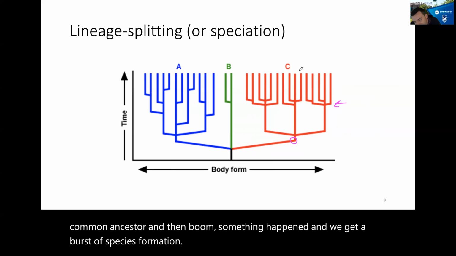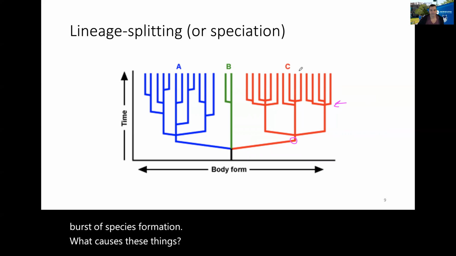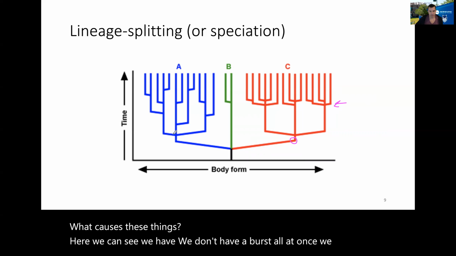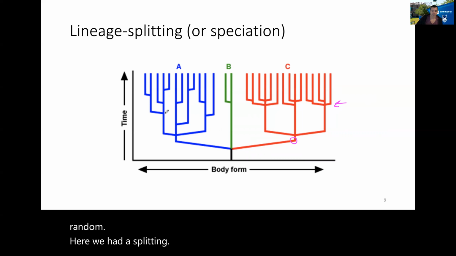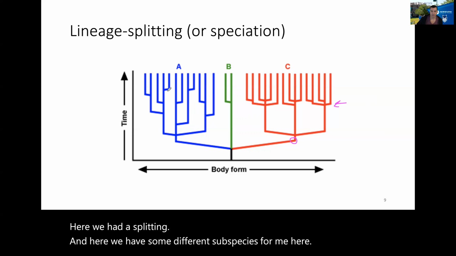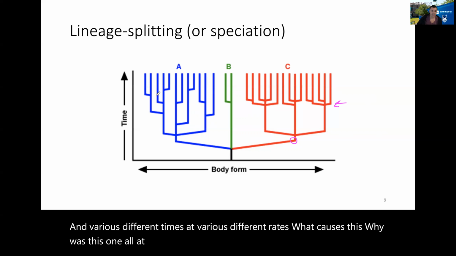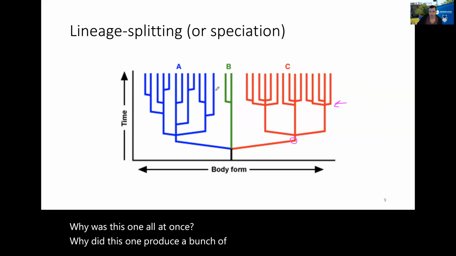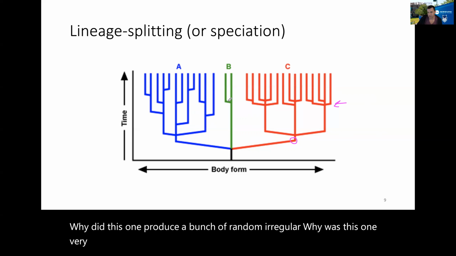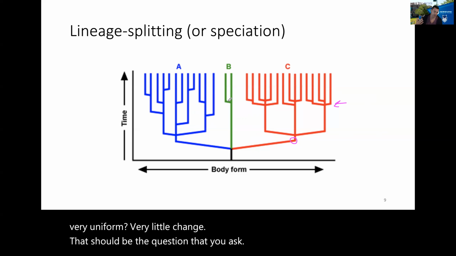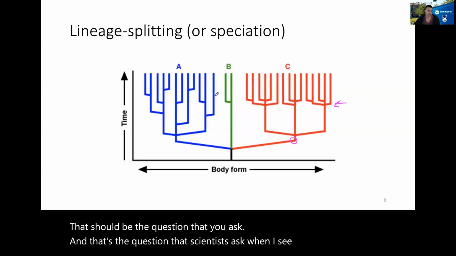What causes these things? Here we can see we don't have a burst all at once, we get random. Here we had a splitting. And here we have some different subspecies forming at various different times at various different rates. What causes this? Why was this one all at once? Why did this one produce a bunch of random irregular? Why was this one very uniform? Very little change. That should be the question that you ask. And that's the question that scientists ask when they see these types of different speciation events.